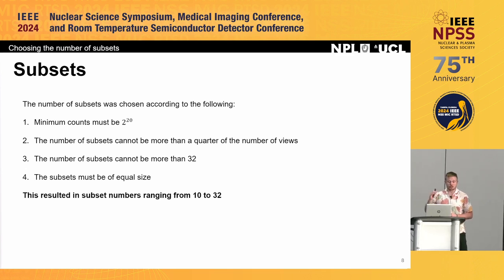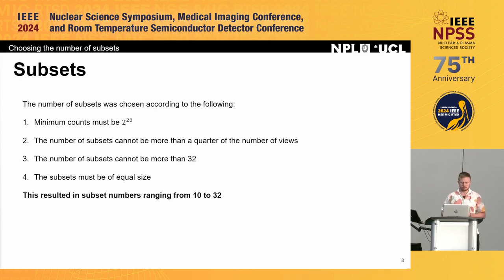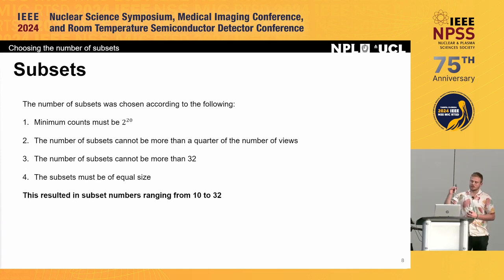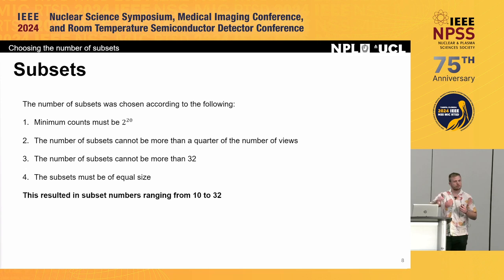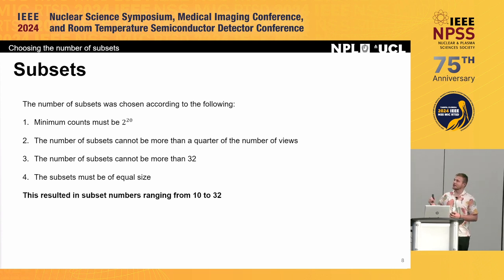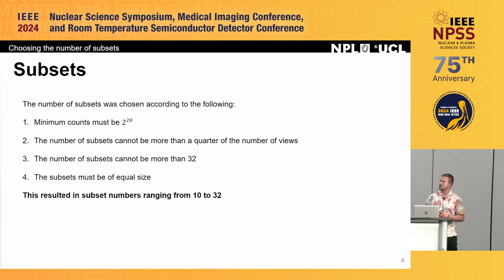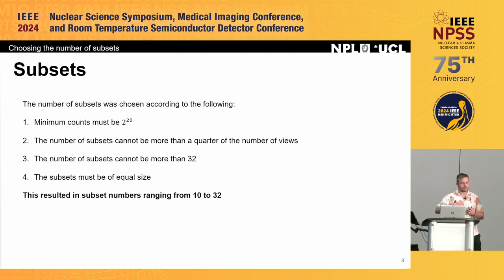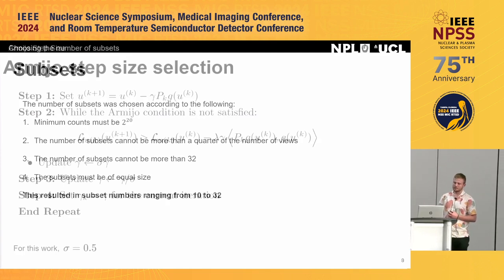We chose our subsets so that the minimum counts for each subset must be at least 2 to the 20, and this was just found empirically. We decided that the subsets can't be more than a quarter of the number of views. We said the maximum number of subsets had to be 32, and that the subsets must be of equal size, with an equal number of views for each subset. And this resulted in between 10 and 32 subsets, depending on the different types of data.